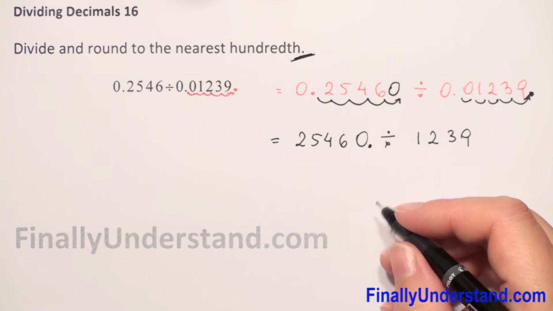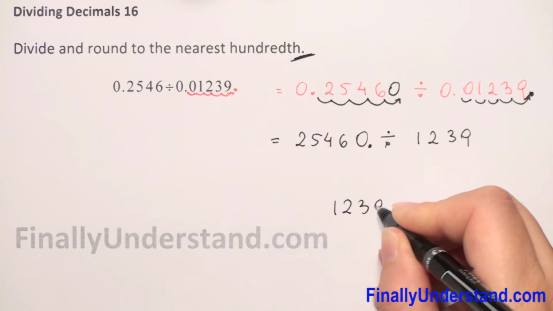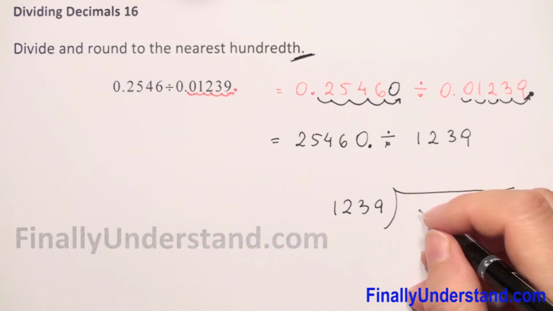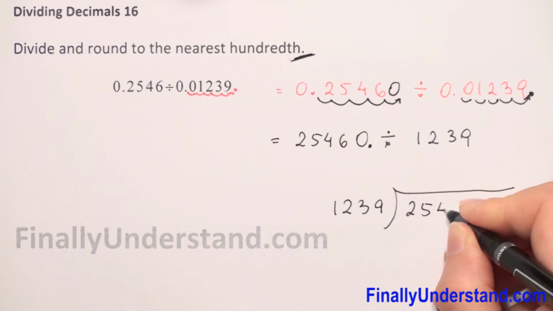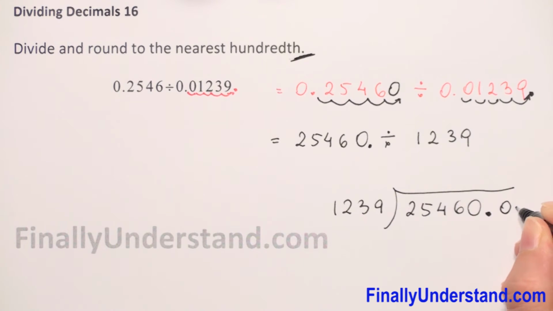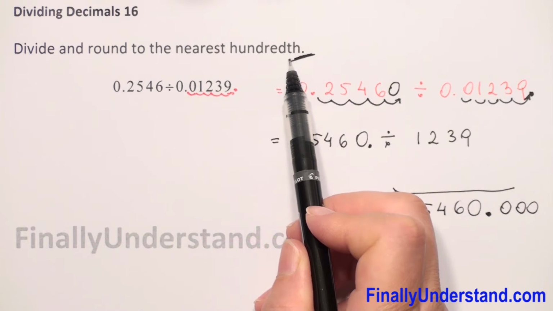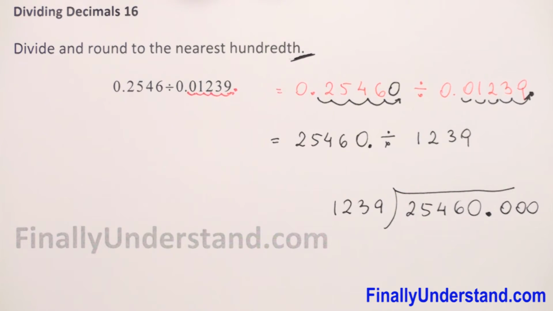So now let me write our long division. We have 1, 2, 3, 9, and our dividend is 25460 decimal point. Like I said, we need to add 3 zeros in our dividend because we need to round our solution to the nearest hundredth. So we need to have 3 digits after the decimal point. So let's go to our division.